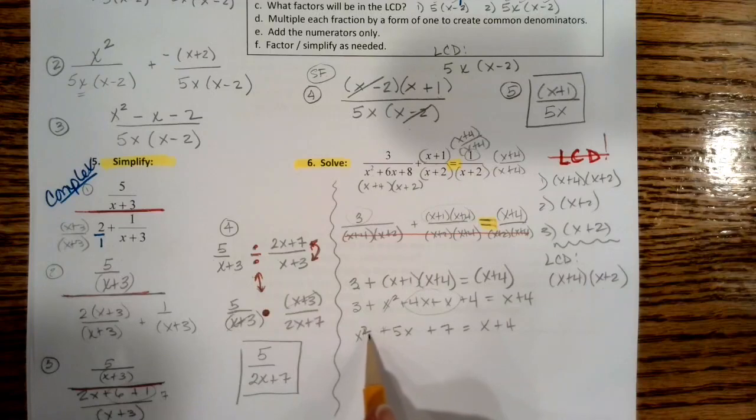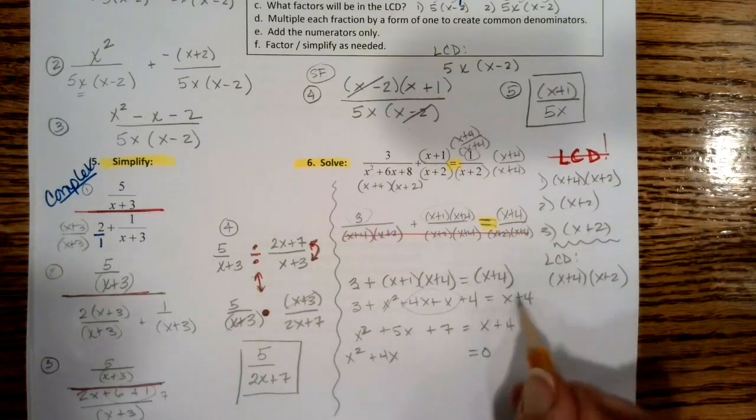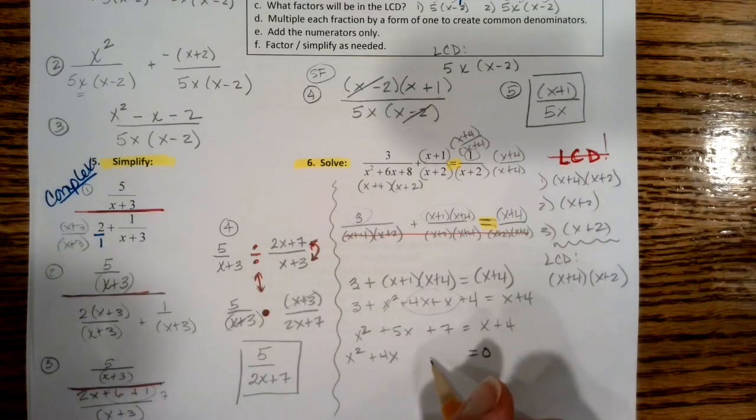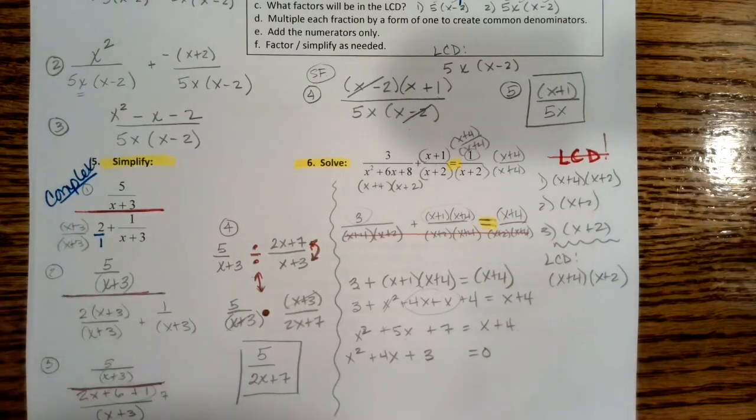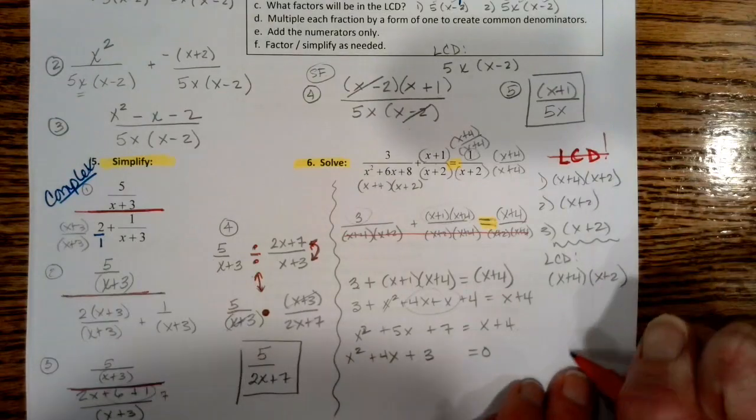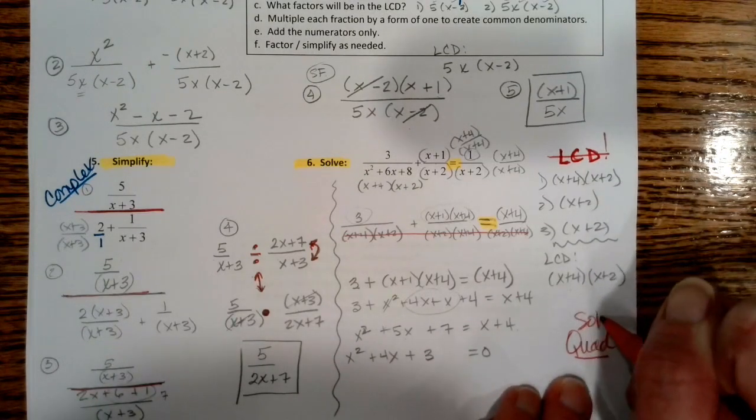This is a quadratic. When I solve quadratics, I need to set them equal to 0. So I have x squared plus 4x, because I took x away from each side, plus 3, because I took 4 away from each side. Now this is a quadratic that I have to solve. You absolutely have to solve the quadratic. You can't skip it. You know how to solve.